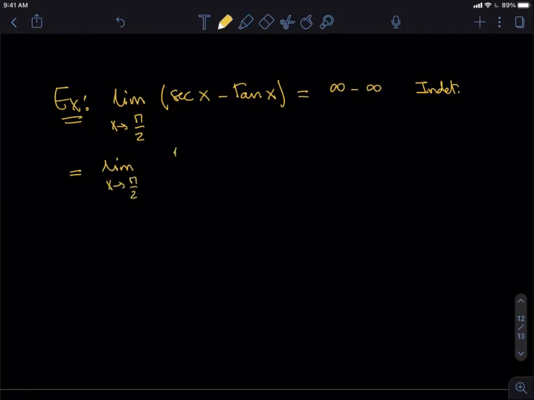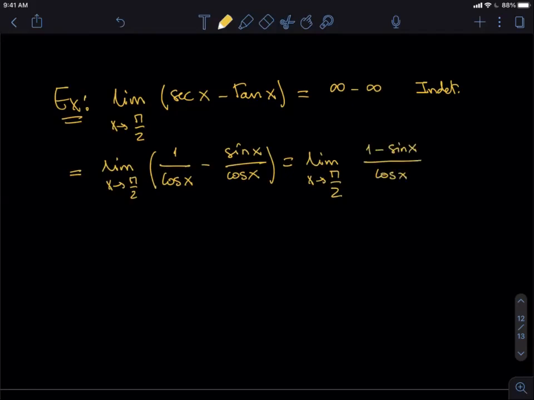Here, notice that the secant is very special in that it's 1 over the cosine of x, right? And the tangent is the sine of x divided by the cosine of x. If you think about it, writing the definition of these two functions is practically the only thing we can do. But then when we write it like this, we discover that we can actually write them with a common denominator. So this is 1 minus the sine of x divided by the cosine of x, right? And now this is 0 divided by 0.